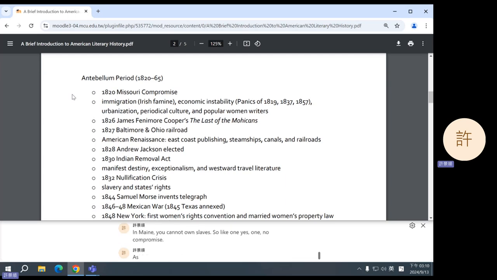As you might expect, nobody liked this idea. And it did not solve any problems. It only ended the immediate problems. So as the country grew and as people started moving west, there were reasons why this country continued to grow. One big reason is European immigration.